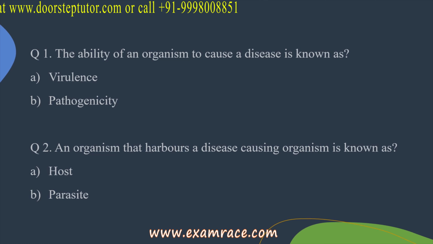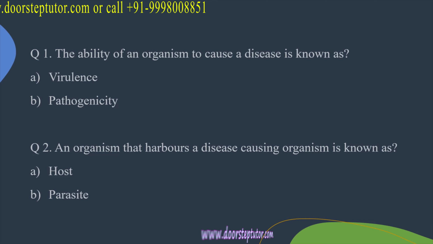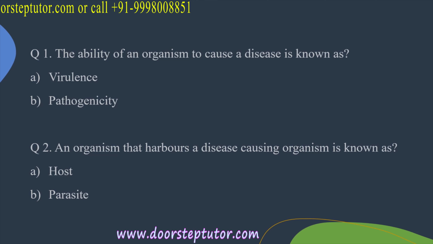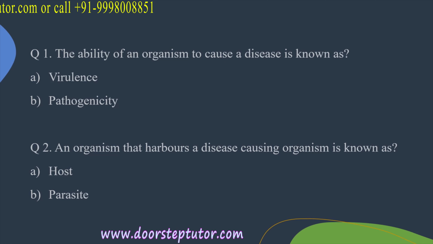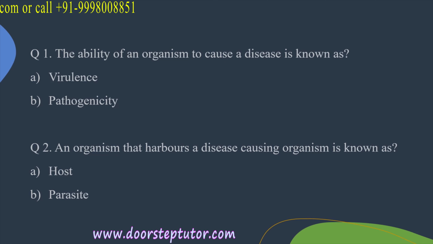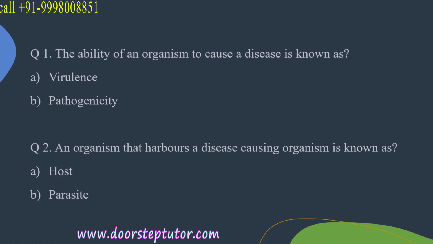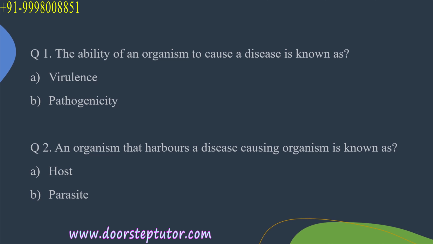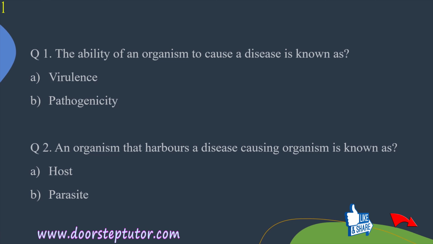Here are a few practice questions for your reference. The first one is, the ability of an organism to cause a disease is known as option A, virulence, and option B, pathogenicity. The correct answer would be pathogenicity. The second question is, an organism that harbors a disease causing organism is known as option A, host, option B, parasite. The correct option would be option A, host.